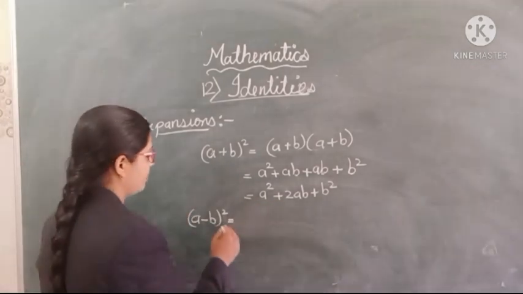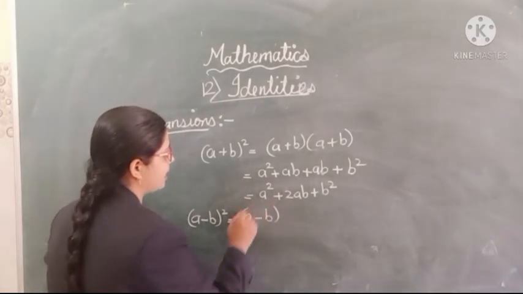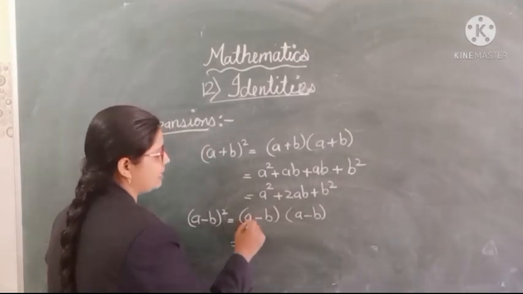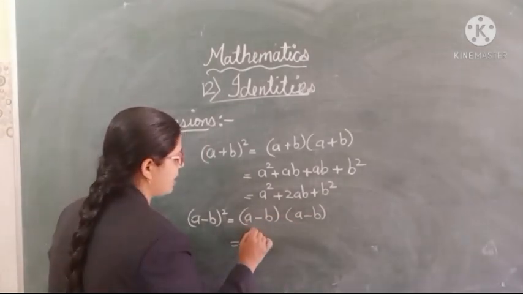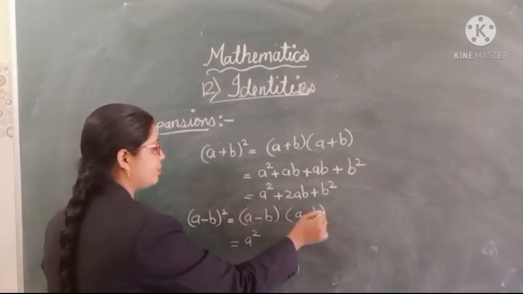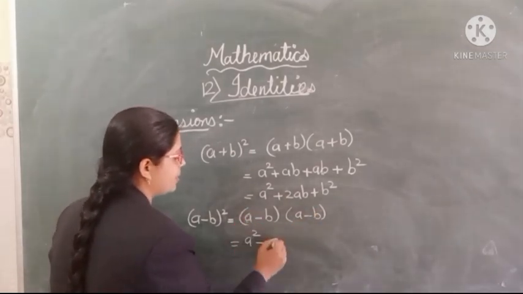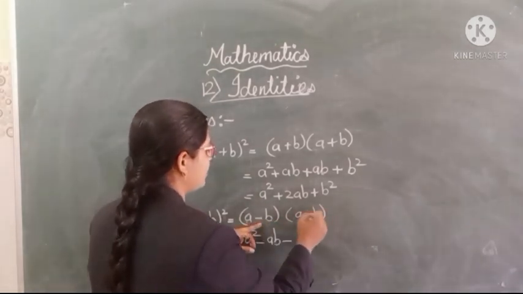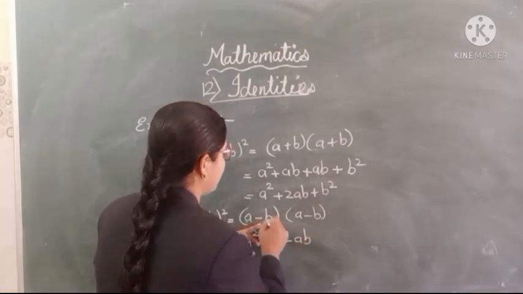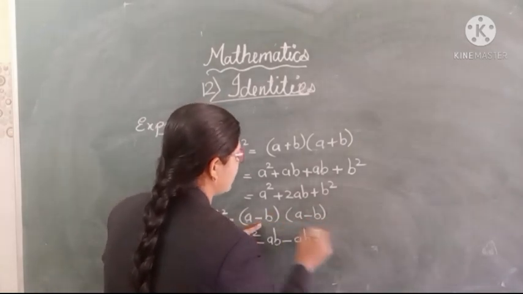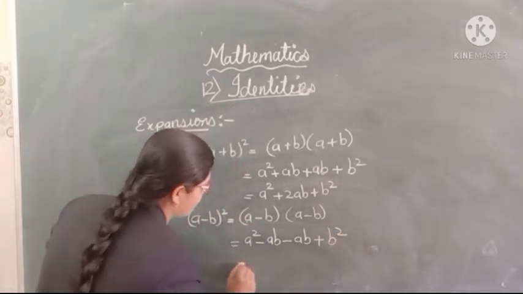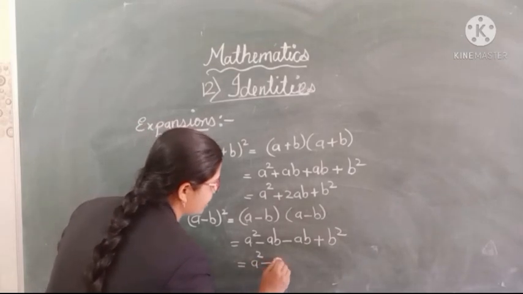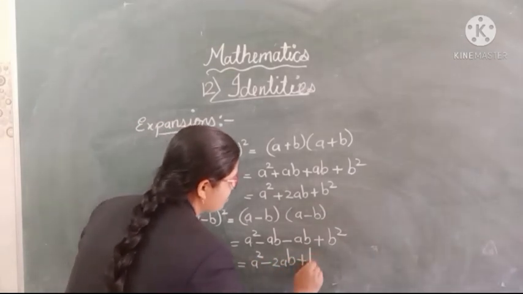Let us see now. So split up the bracket. It will be (a − b)(a − b). So multiply it now. a into a will be a square. a into b will be negative ab. Then negative b into negative a, negative ab. Negative into negative will become positive and it will become b square. Now a square as it is, and negative ab negative ab will be negative 2ab, plus b square.